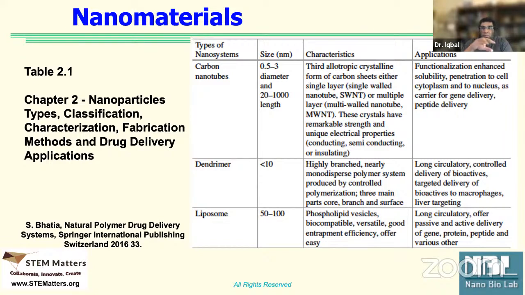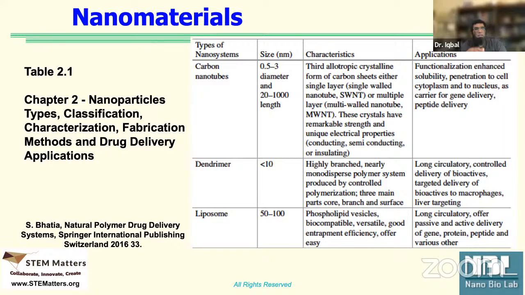So if they belong to nanomaterials, that doesn't automatically mean that they're bad for us. But we have to know how they are made, what their specific properties are to distinguish them, and what some of the applications have been. And this is a book from 2016, fairly recent.